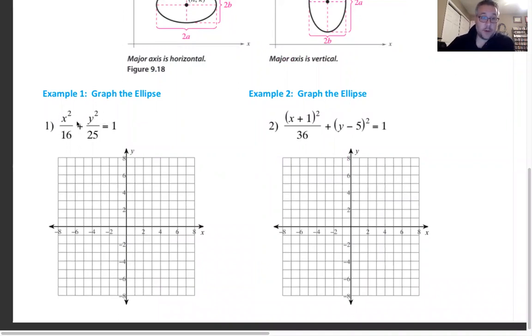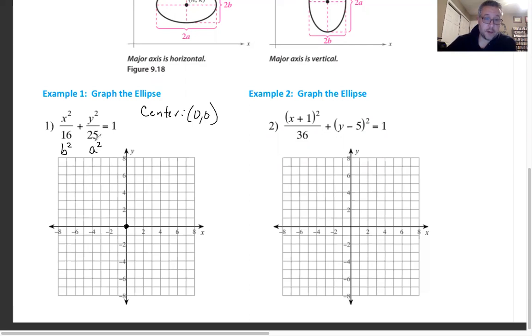Starting with example 1. How do you graph this one? Well, there's no parentheses, there's no shift on the X and Y, so that tells us something important. That tells us that our center is at the origin, or 0, 0. Okay, so we'll plot our nice center. And like I said, the bigger number is A squared, the bigger denominator. The smaller one is B squared.